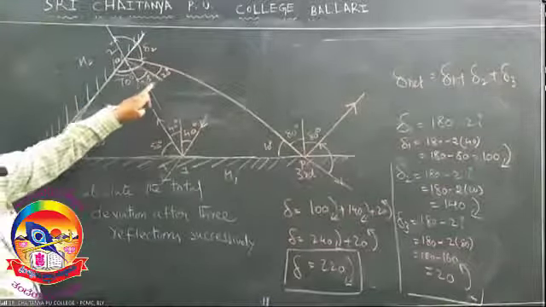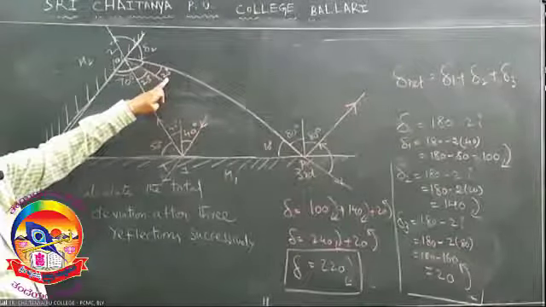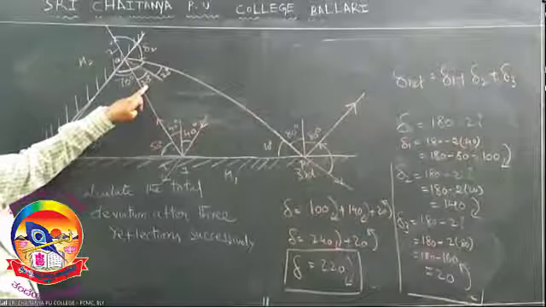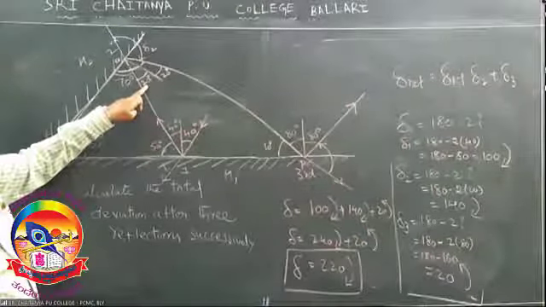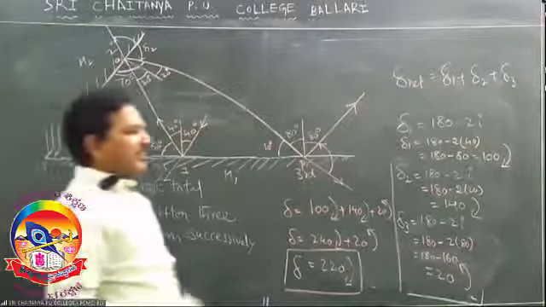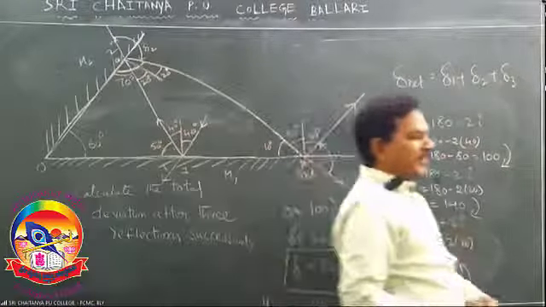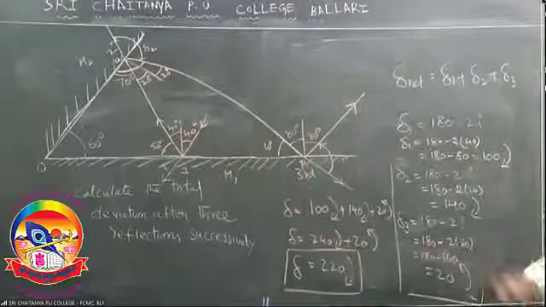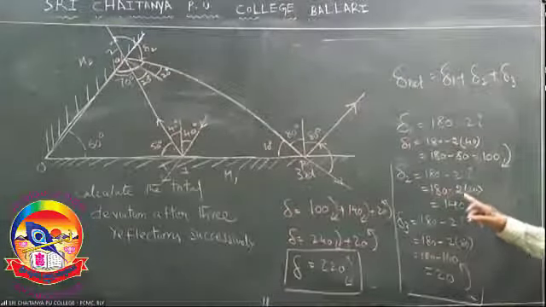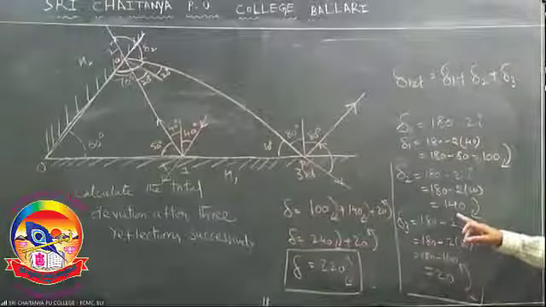If this is 20, this is also 20. So 20 is the angle of incidence. Then calculate the deviation. What is the deviation? Delta 2 is equal to 180 minus 2i. 180 minus 2 into 20. 2 into 20, 40. 180 minus 40, 140 clockwise.